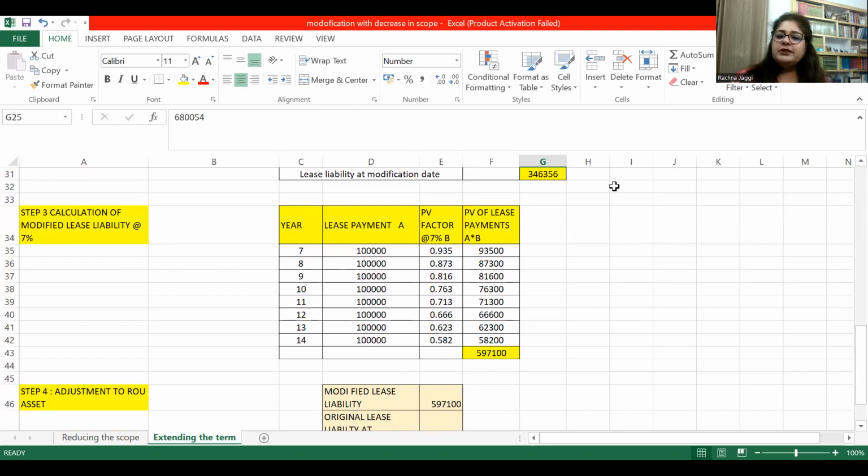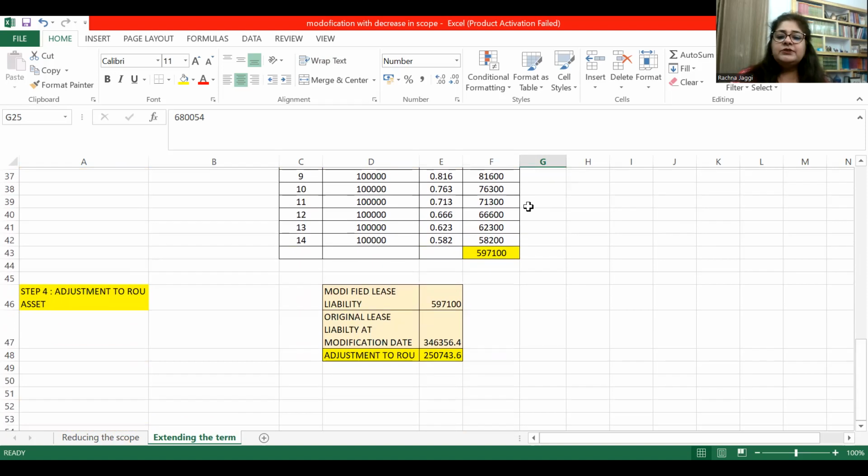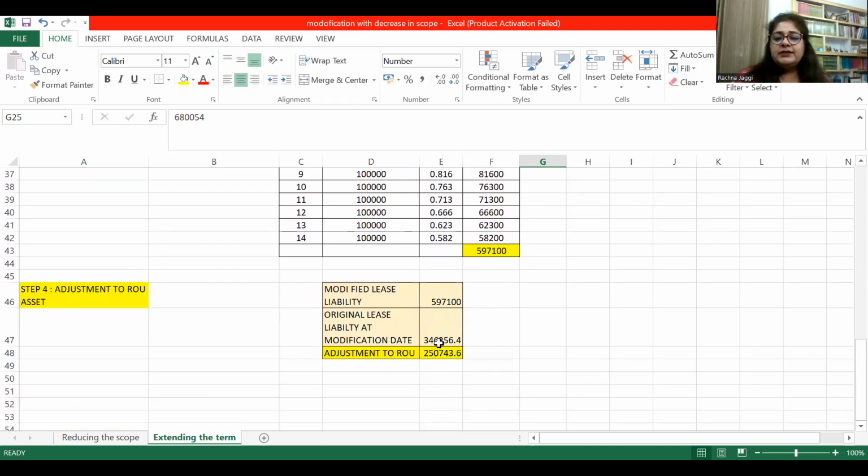Right. So now we see that my modified lease liability is 5,97,100. Lease liability already standing in my books of account is 3,46,356. So that means I'll take the difference. So this difference comes out to be 2,50,743. That is 597,100 minus the lease liability which is already standing in my books of accounts. That means with 2,50,743, I need to increase my lease liability, and this, of course, I'll make an adjustment to the ROU also. So this is how the modification of lease liability is done.